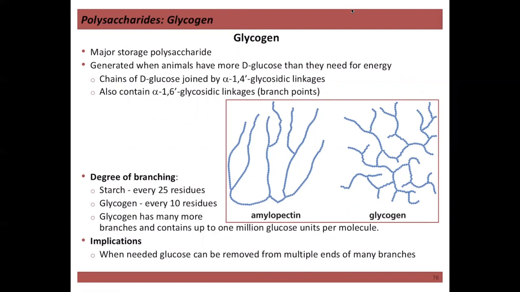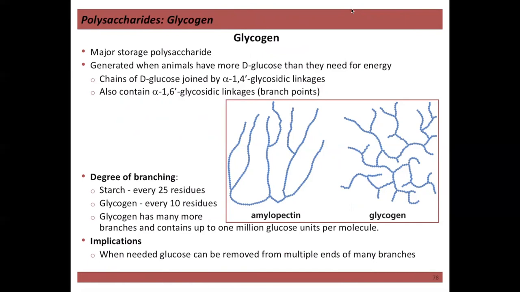So amylopectin and glycogen are very similar in that they have the same type of linkages. They both have this D-glucose linked by an alpha 1,4 glycosidic linkage. And that's what makes the main chain, is this alpha 1,4 linkage. They also contain, both starch and glycogen contain this alpha 1,6 glycosidic linkage, or branch points. Now in starch, you don't see those branches as frequently, maybe every 25 residues. And in glycogen, you see them much more frequently.